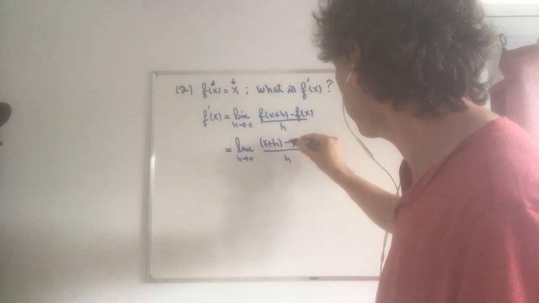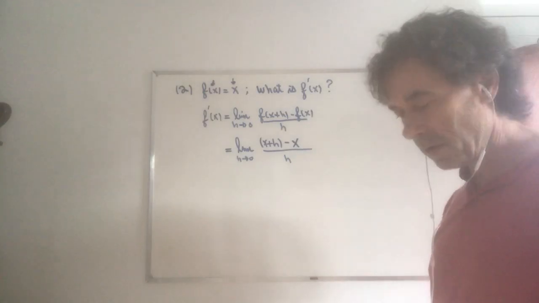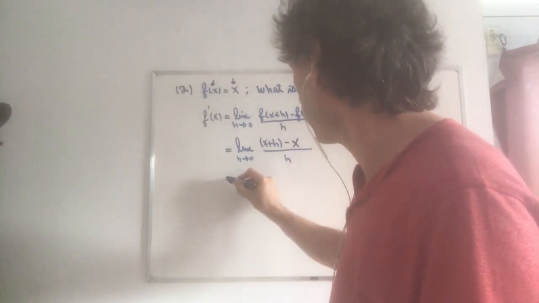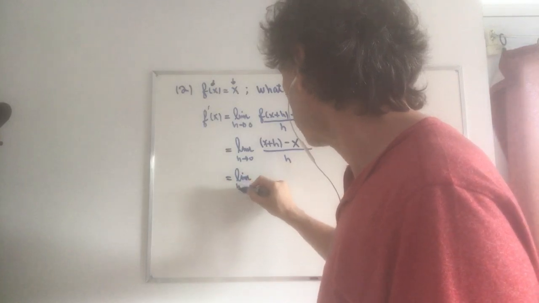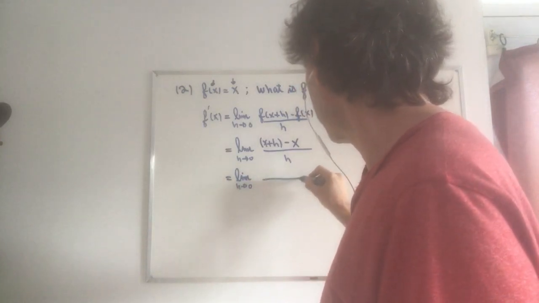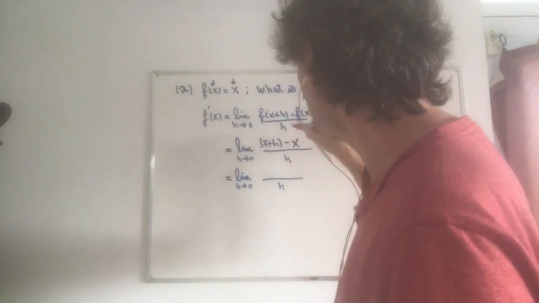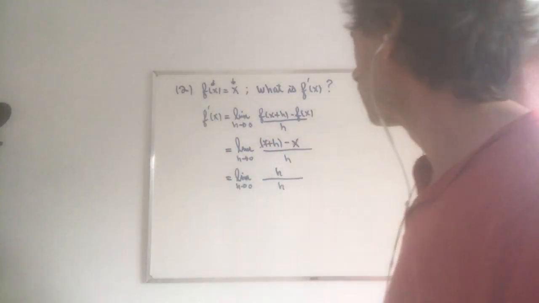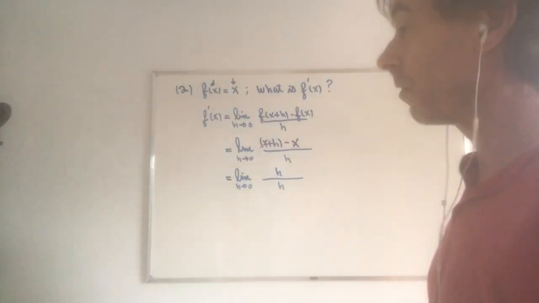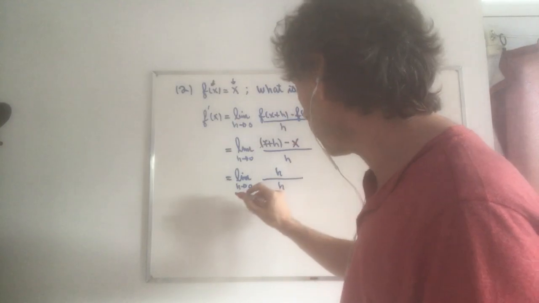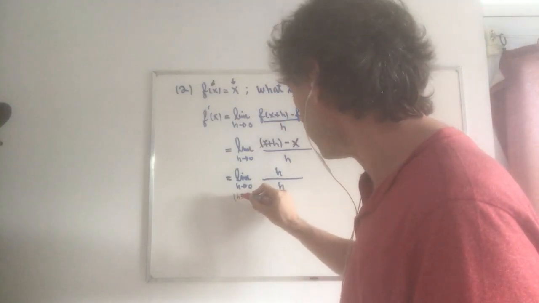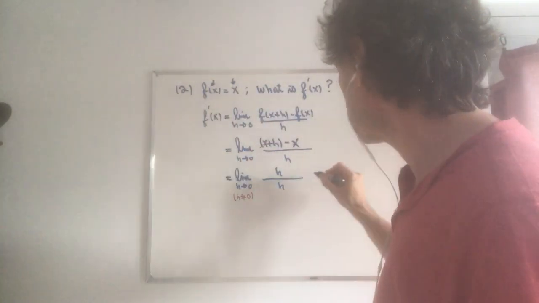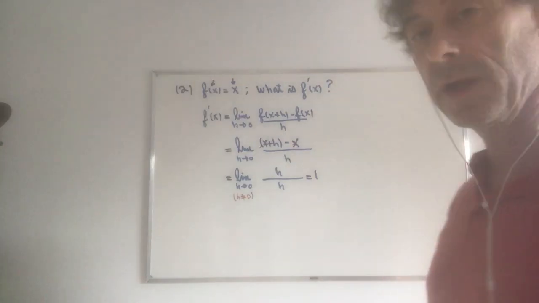So now what I have is the limit as h goes to 0 of (x plus h minus x) over h. I'm sure you see a simplification, right? The simplification here is, of course, that and that, and we are suddenly left with this over that. I'm going to cancel the h's, and of course I can do that because I am not canceling 0 and 0. Remember that h approaching 0 also means h is not 0. So this is equal to 1, and there we have it.